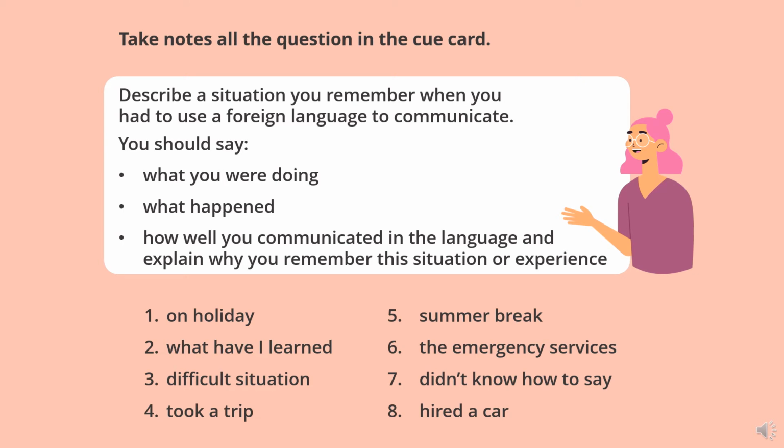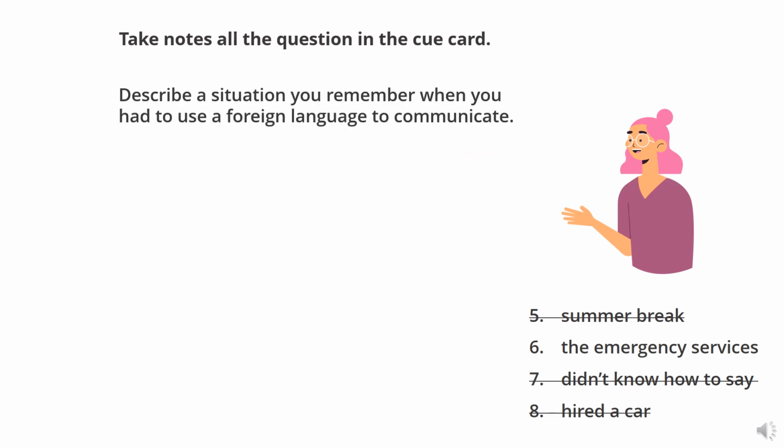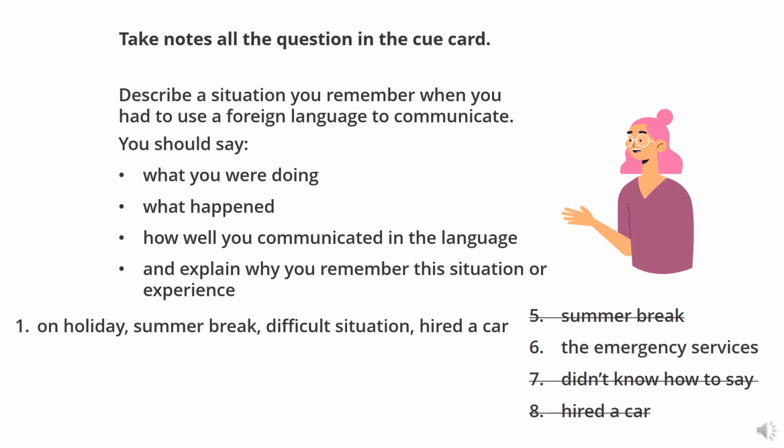Right. As a consequence, my suggestion is here, right? You take note of all the questions in the cue card, but you also have to follow the order of the questions in the cue card. For example, you can see that here are all the information on the cue card, and then I can organize them again under the four categories only, right?